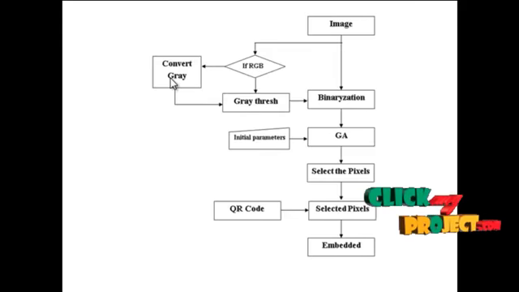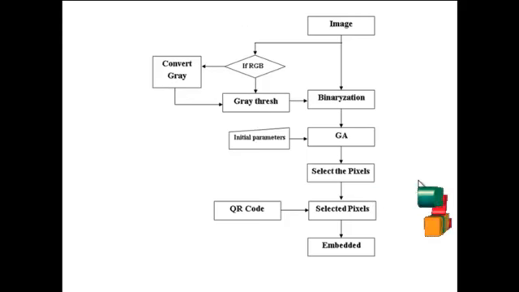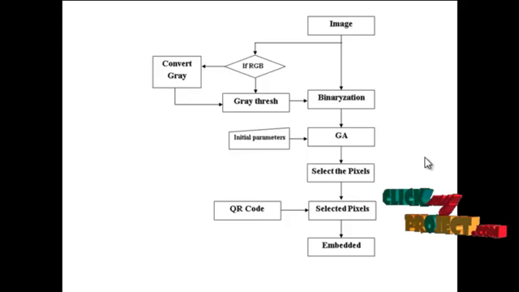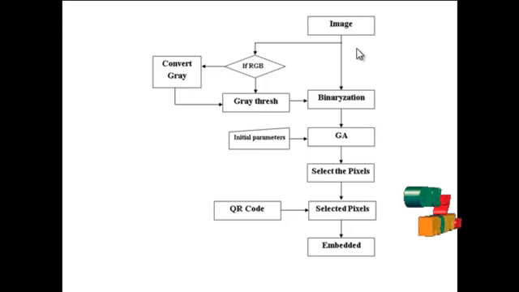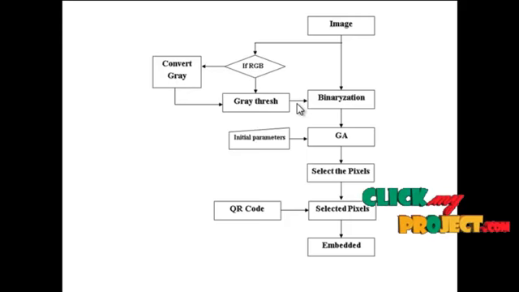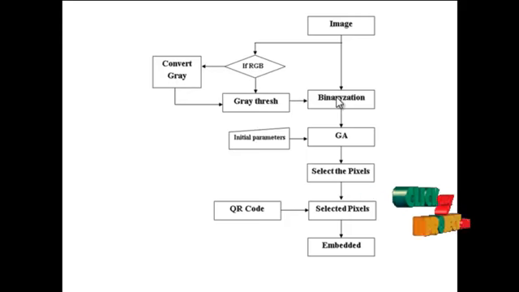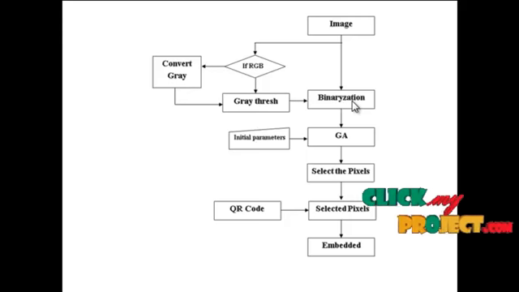Now we discuss the flow diagram for our process. Here we load the color image. If a color image is given, it is converted to a gray image. After converting to the gray image, we find the gray threshold and do the binarization. After the binarization, the image gives the best values.